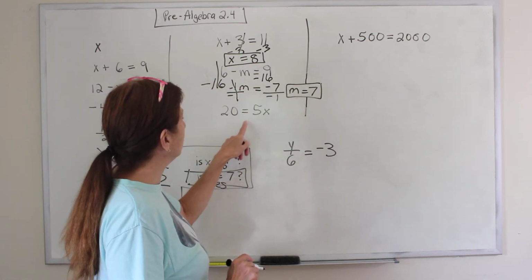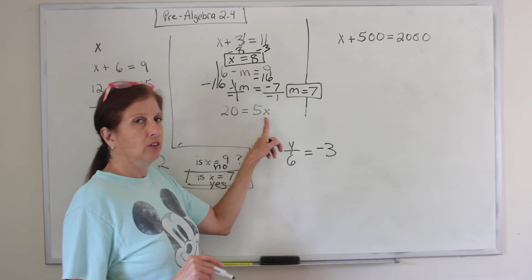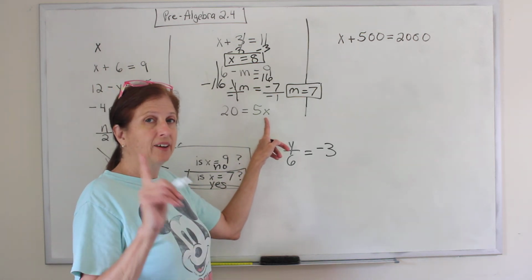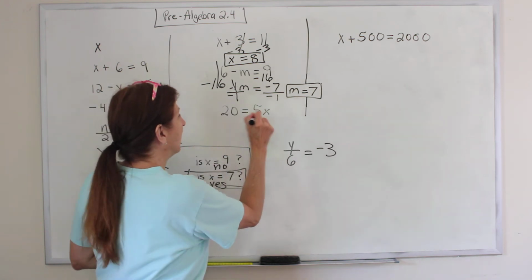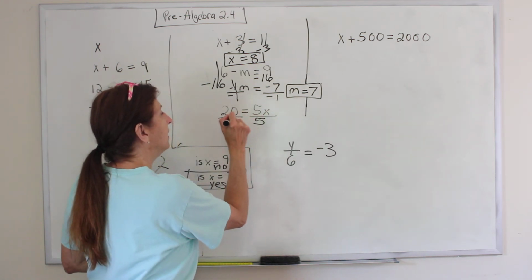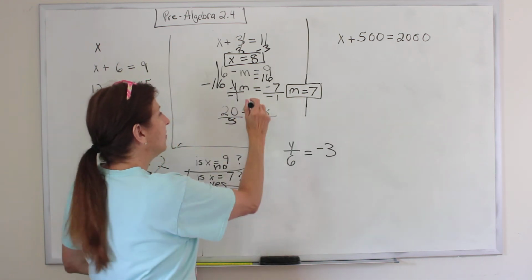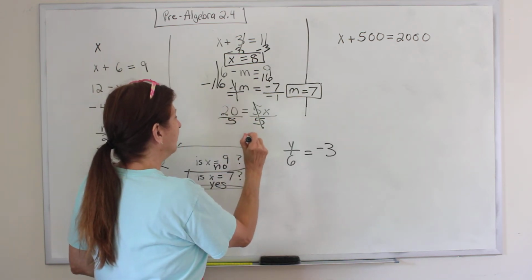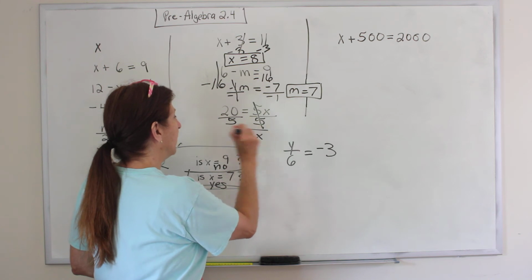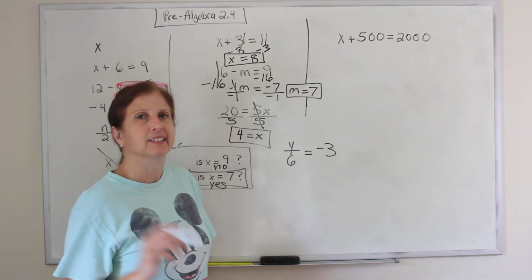All right, let's do this one. Why is x not alone? It's being multiplied by a 5. What's the opposite of multiplied by 5? Divide by a 5. What we do to one side, we do to the other. These cancel out. 20 divided by 5 is 4. And it doesn't matter which side the x is on.